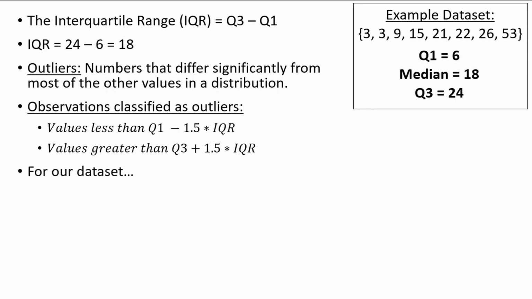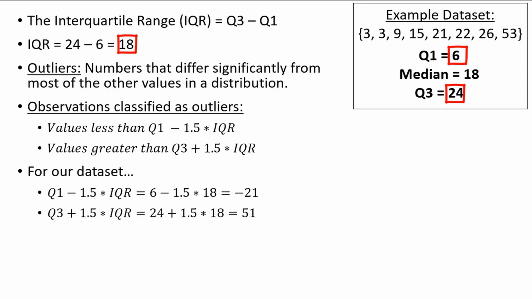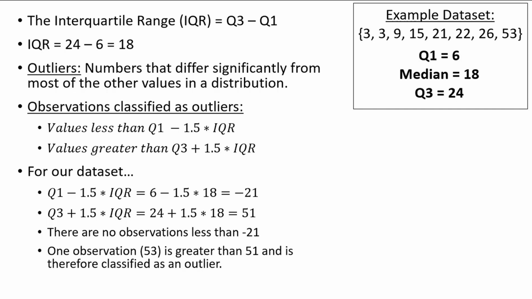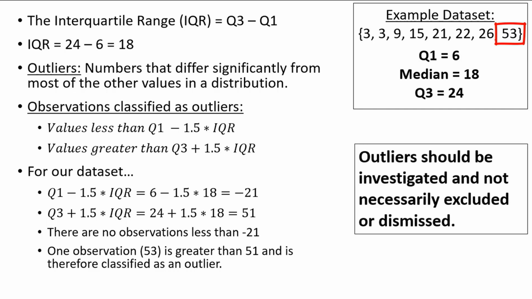In our example, Q1 is equal to 6, Q3 is equal to 24, and the IQR is 18. Outliers would include any values smaller than 6 minus 1.5 times 18, which is negative 21, and any values larger than 24 plus 1.5 times 18, which is equal to 51. Glancing back at our dataset, we see that none of the values are smaller than negative 21, so we have no outliers on the left side of our distribution, but we do have one value larger than 51, which is 53. This tells us that 53 is an outlier, and we should look more closely into why this value is so much different from the rest of the numbers.